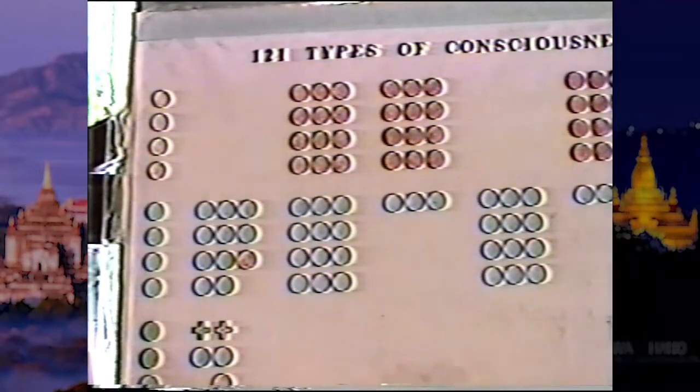So it means these types of consciousness frequently arise in the realms of senses. That means in the realms of woeful states, in the realm of human beings, and in the realms of celestial beings or lower celestial beings.